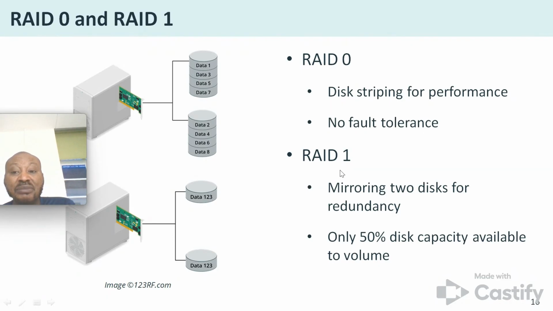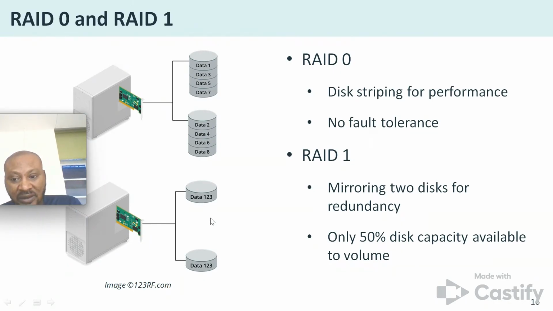Therefore, RAID 1, we call it mirroring. You just need two hard drives there. Unlike the other one where I have several hard drives connected, here we have two. Take a look at the two hard drives. What happens is that only 50% of the disk is available to the volume. If you are doing mirroring, what it means is that if you create a mirror, one side of it, half of it, is used for storage.